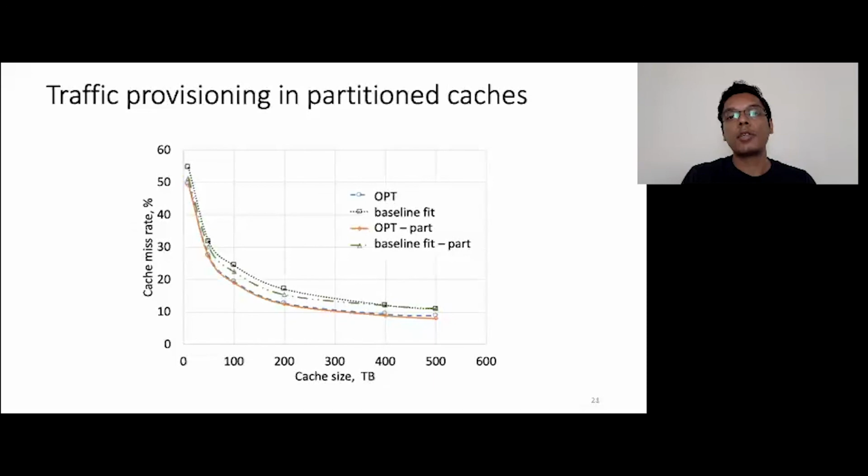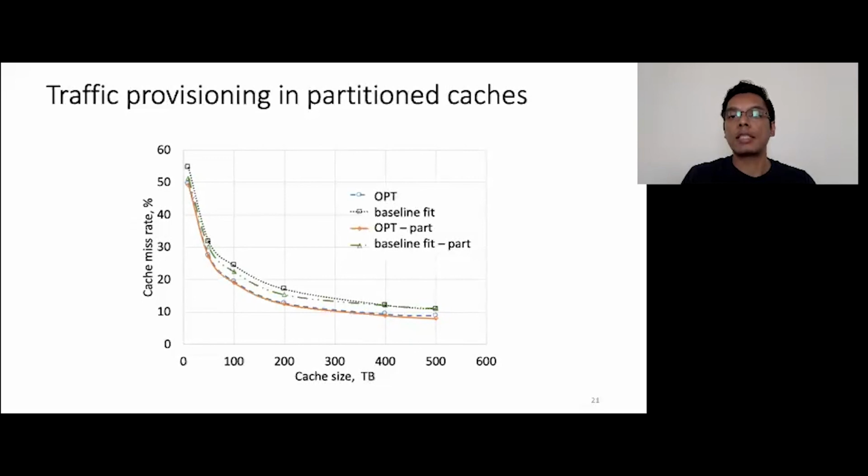Finally, throughout this talk, we have only worked with shared caches, where the servers have a single eviction list and the traffic classes share that cache space. We extend our traffic provisioning algorithms to work with partition caches as well. In the graph shown here, part indicates the partitioning counterpart of an algorithm. We can take away two things here.